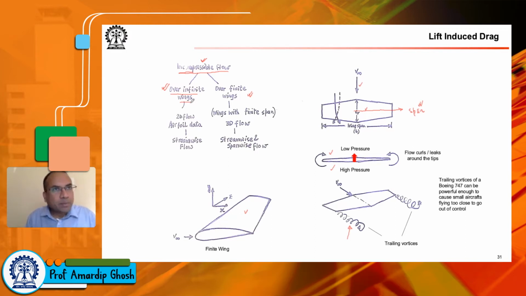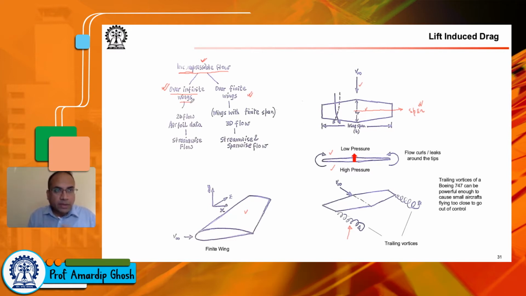Then CM, the moment coefficient. We have not talked too much about the moments on the airfoil. We will talk about them after we finish the discussion on lift. When we talk about moment on the airfoil, we talk about moment around the center of pressure or around the aerodynamic center. There are all these things, around the leading edge, etc.